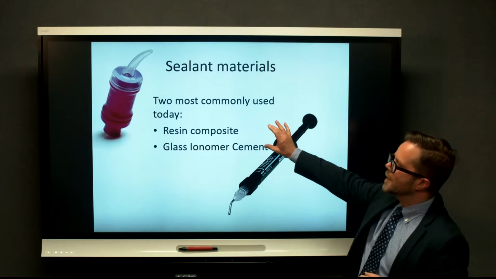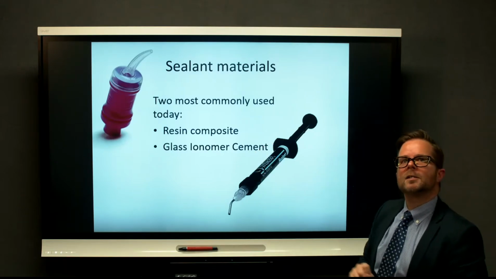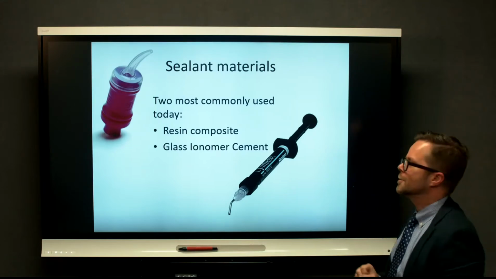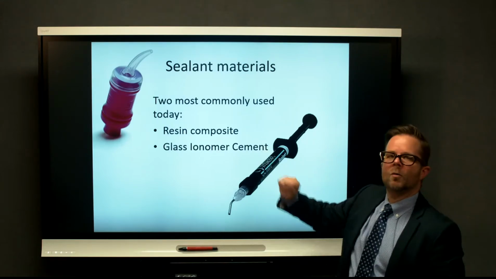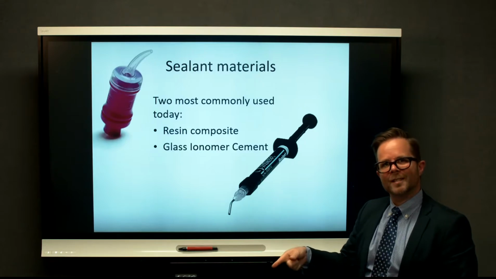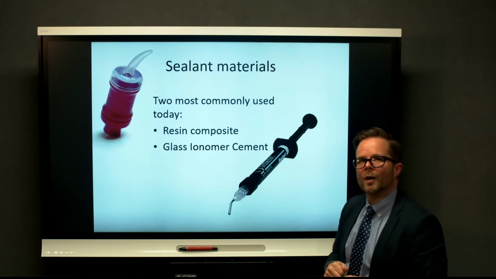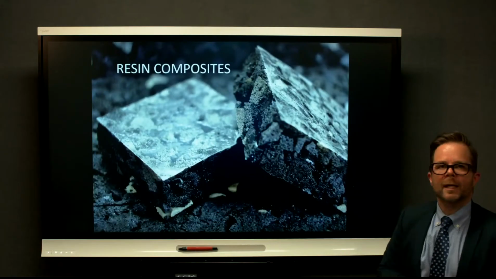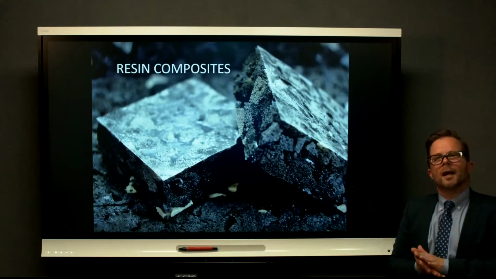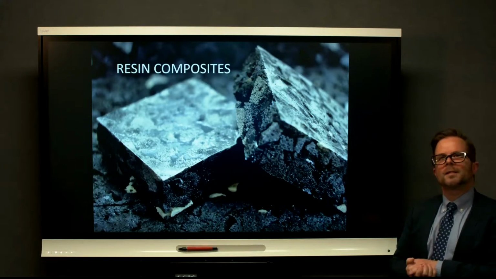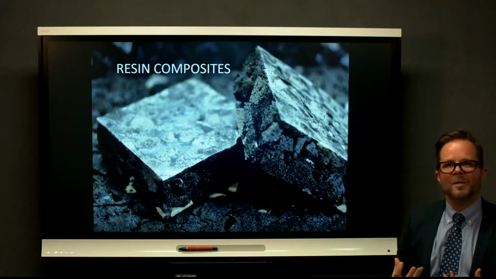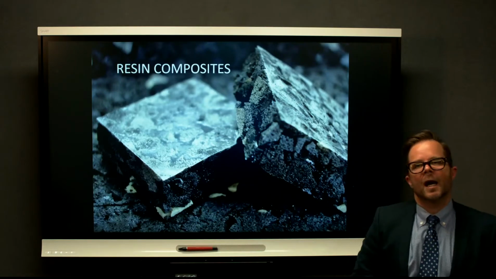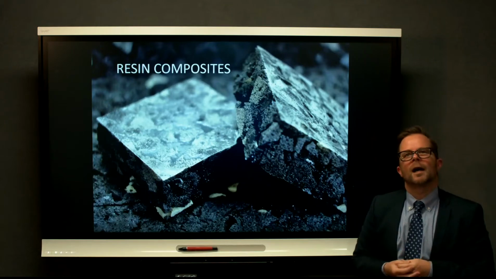So the two types are resin composites and glass ionomer cement, or commonly called GIC, glass ionomer cement. Resin composites are commonly called composite resin, but it's actually more correct to say resin composite. Let's look first at the resin composites. Now, these are materials which, as the name suggests, are a composite of materials that are held together with a resin.